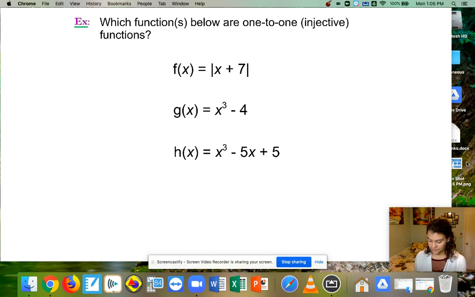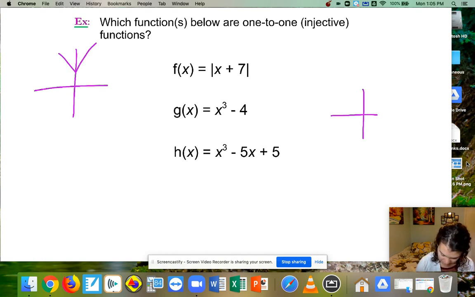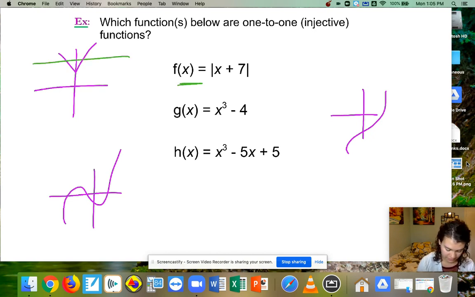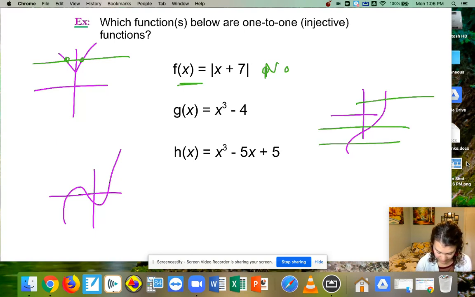So some examples. If you sketch this, look at the graph, we'll get something like this. And then the next one is going to look something like this. And the last one looks something like this. So if we're looking at f of x, if I draw a horizontal line, I hit 2 times. So that cannot be 1-to-1. So that one's not. This one, if I draw a vertical line or a horizontal line, I'm only ever hitting the function once. So this one is 1-to-1. Here, this one would not be 1-to-1.